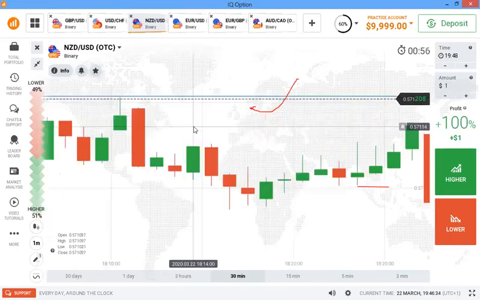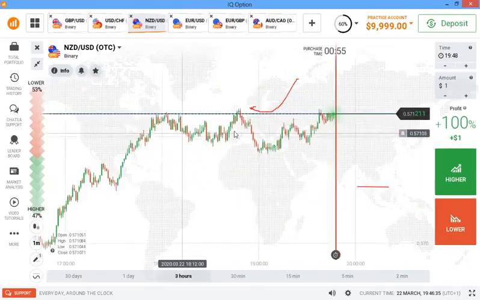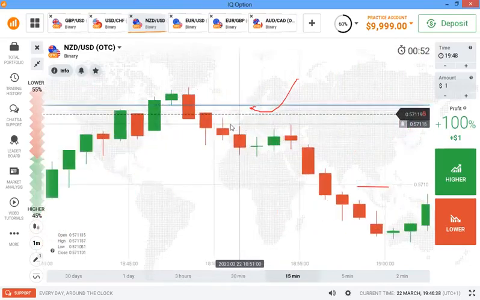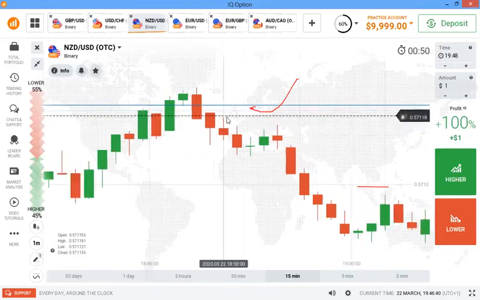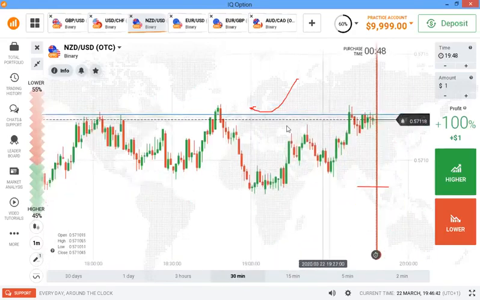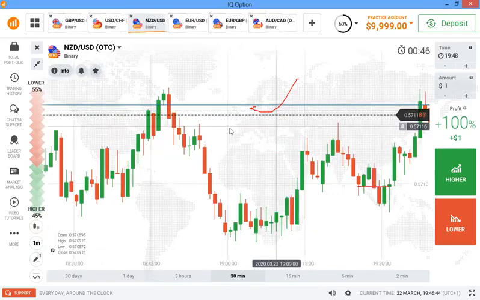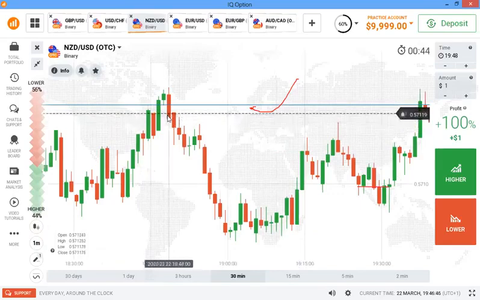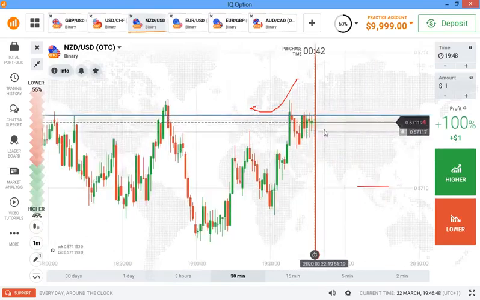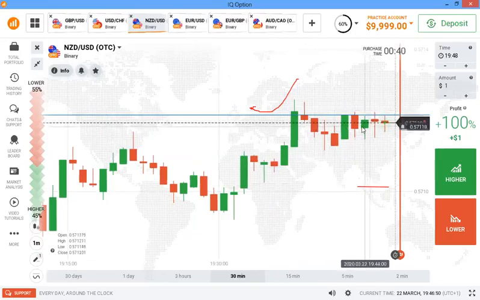So in the OTC market, there's no proper level. Don't risk your money on the OTC market. Try to trade on the real market. Don't risk your money. There's no proper level. That is the problem about the OTC market, and that's why I hate the OTC market.